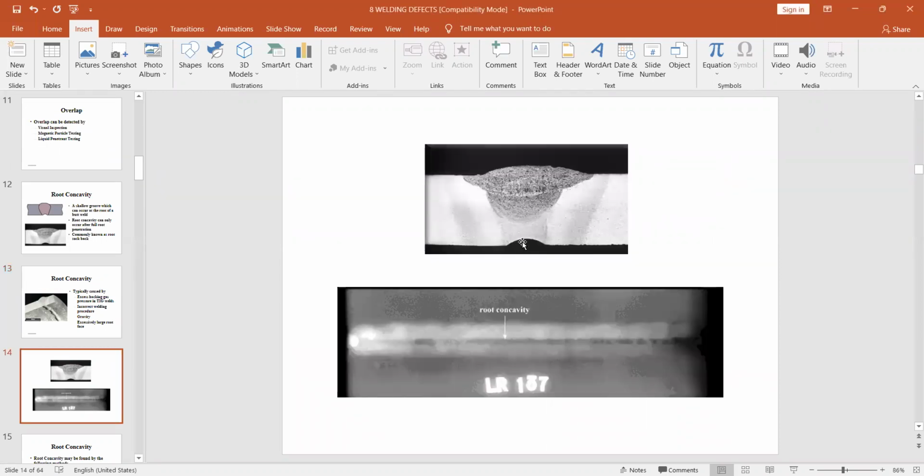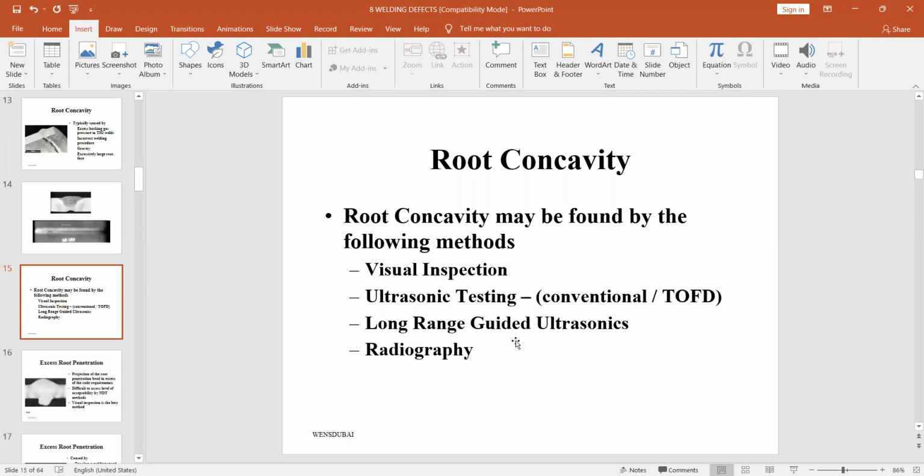See this root concavity, and here you will get the dark line at the center. Basically, the width is 2 to 3 millimeter, and this is also not acceptable. So root concavity is also not acceptable.